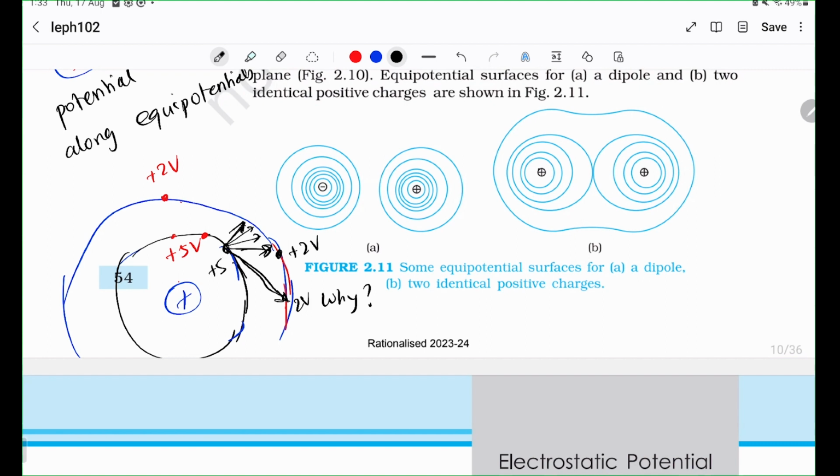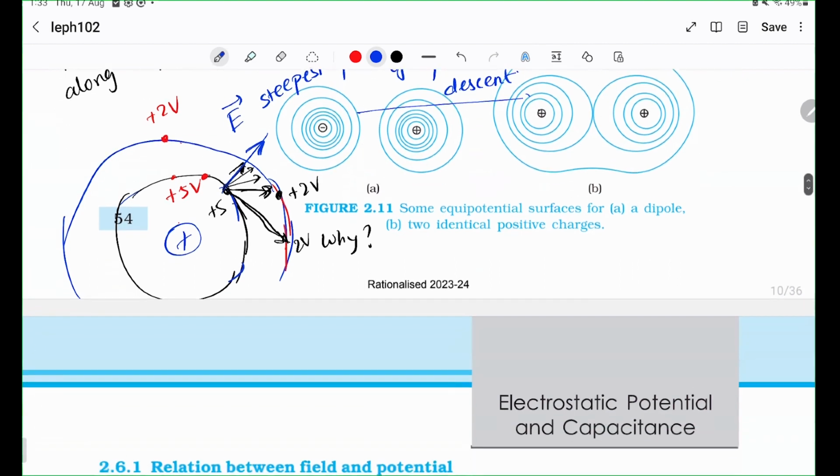The radial path. And it just so happens, it's not a coincidence, that the electric field is along this path. The electric field is along the steepest path of descent, of potential descent. Okay. So I hope you see that point very clearly.